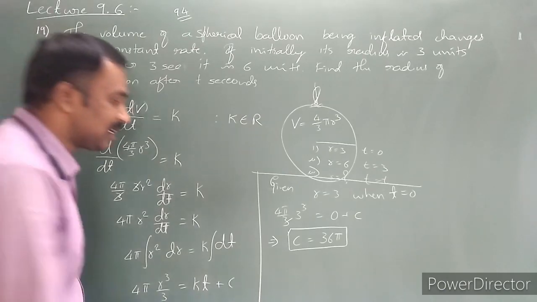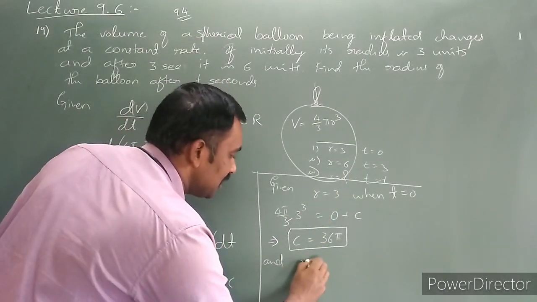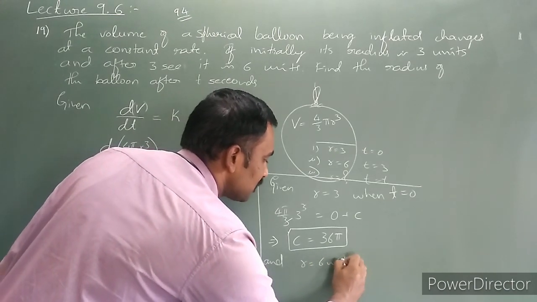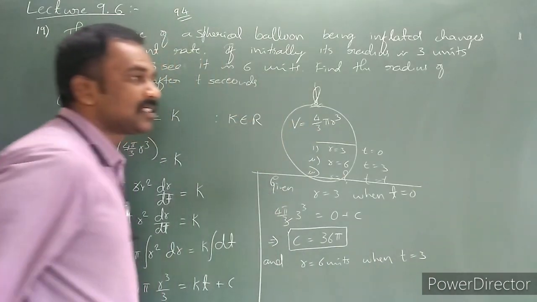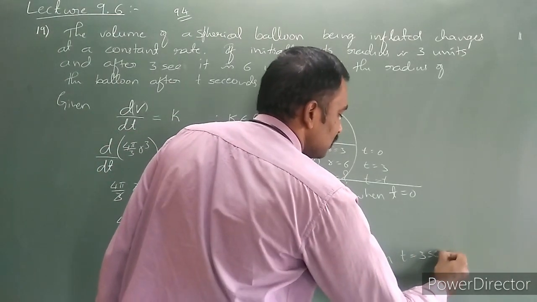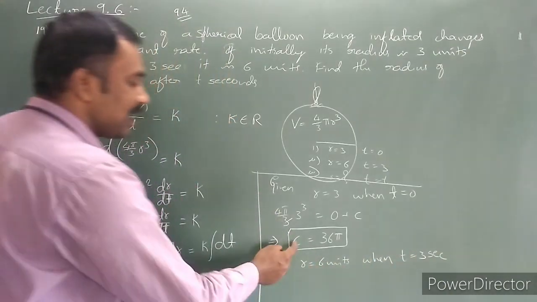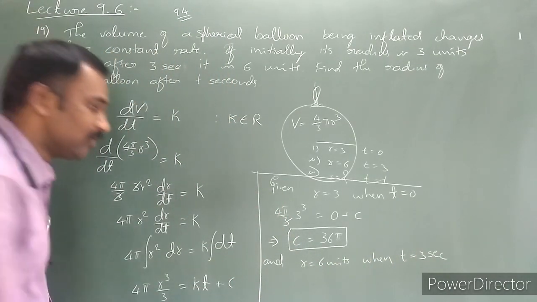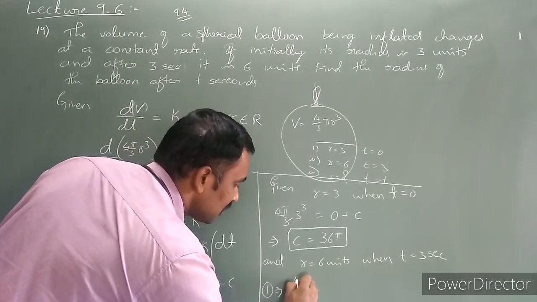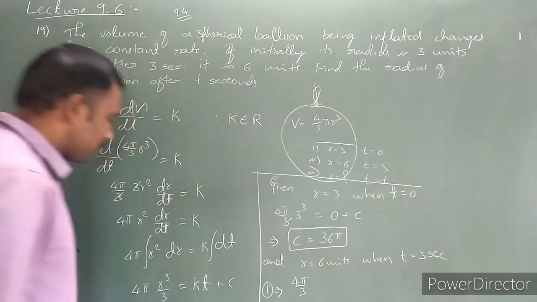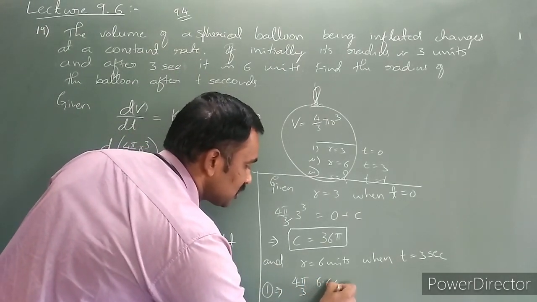Next, another condition is given. What is the other condition? The radius is equal to 6 when t is equal to 3 seconds. Replacing r and t as well as c in equation number 1, what happens? Equation number 1 implies 4 pi by 3, keep as it is, r cube is nothing but 6 cube, 6 into 6 into 6.